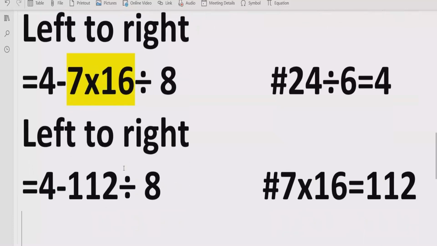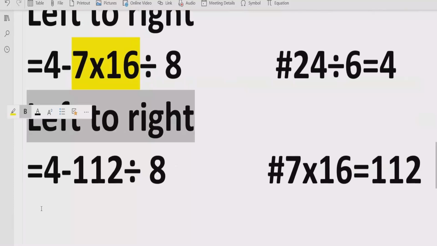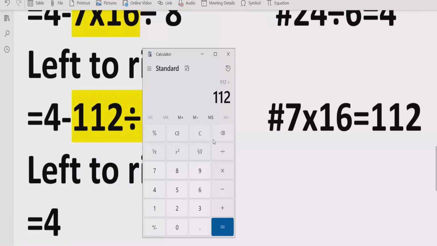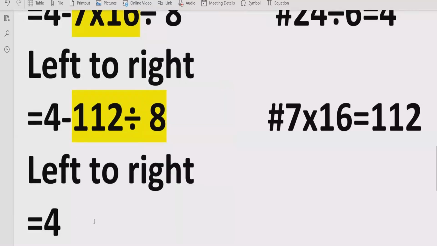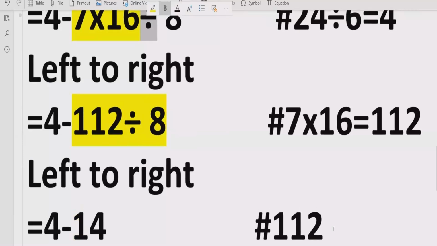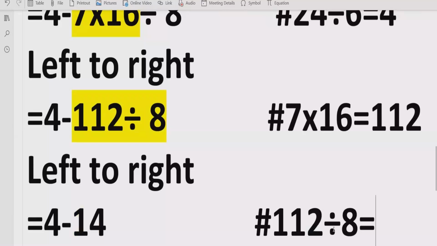Now, again, we have to go left to right in this expression and find out division and multiplication. So now we have this division, 4 and this one, so 112 divided by 8 equals 14. So minus 14, we will write here and give the reference: 112 divided by 8 equals 14.